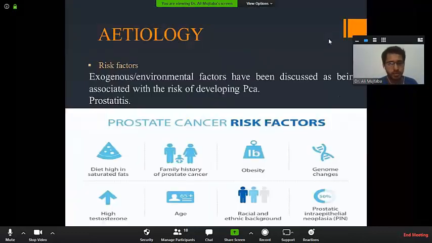The risk factors include environmental factors, social factors, diet, dietary factors, family history of prostate cancer, hormone changes, high testosterone, advanced age, racial factors, ethnicity, and prostatic inflammation.